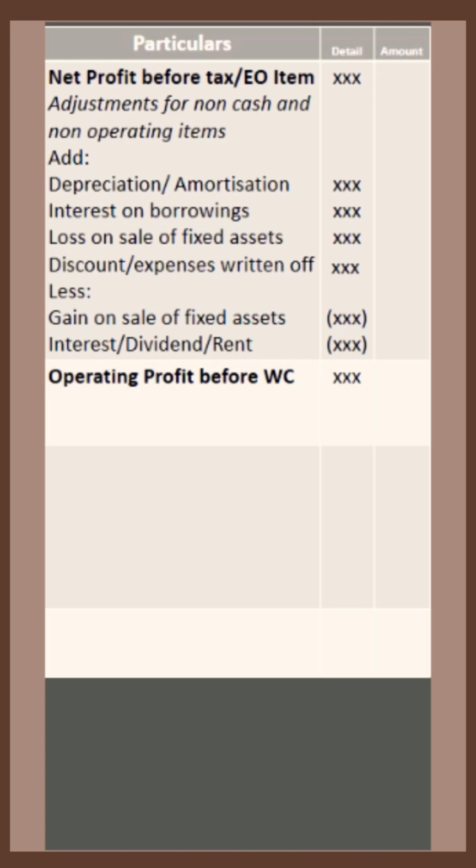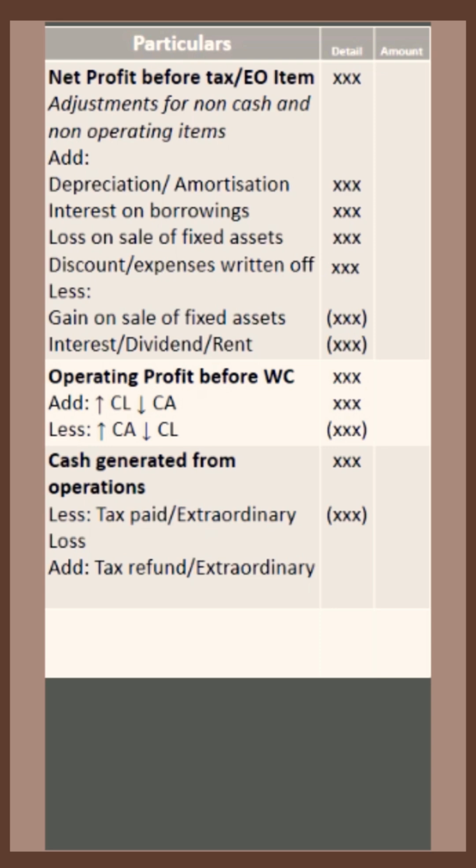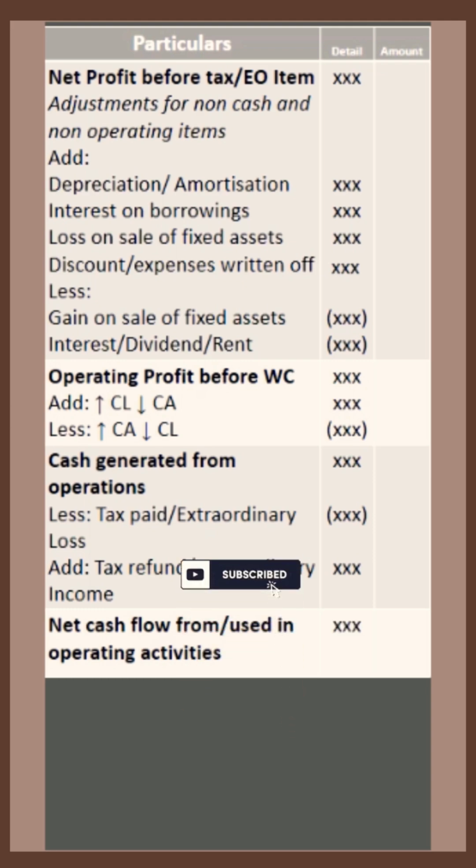For working capital adjustments, add increase in current liabilities and decrease in current assets and deduct increase in current assets and decrease in current liabilities. This results in cash generated from operations. Finally, deduct tax paid and extraordinary losses and add tax refund and extraordinary income. The final result is net cash flow from or used in operating activities.